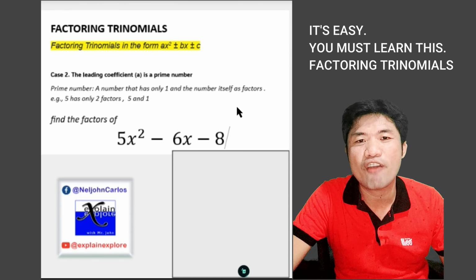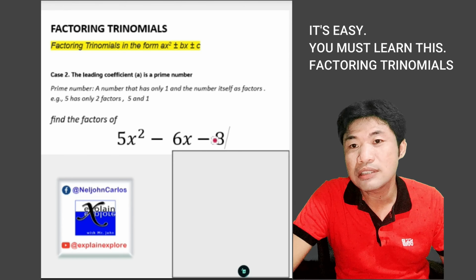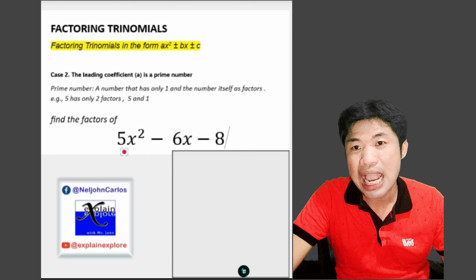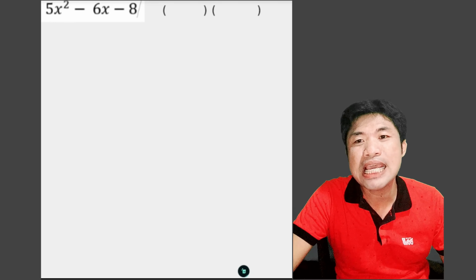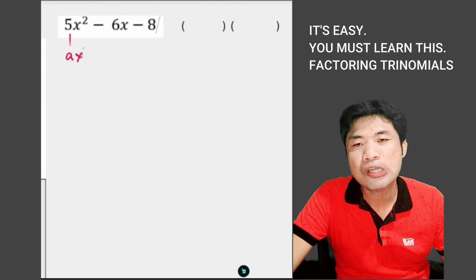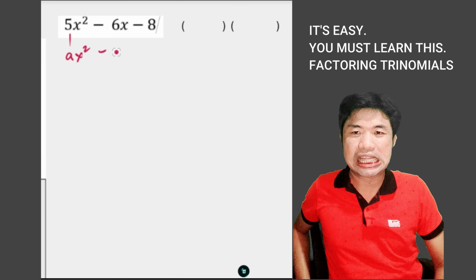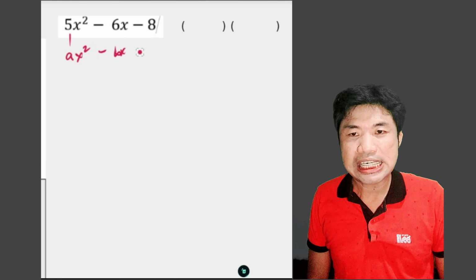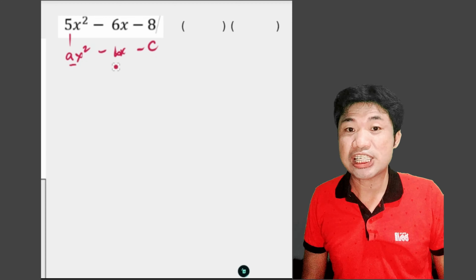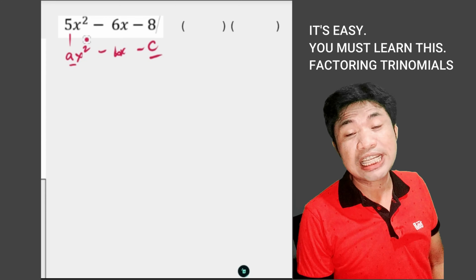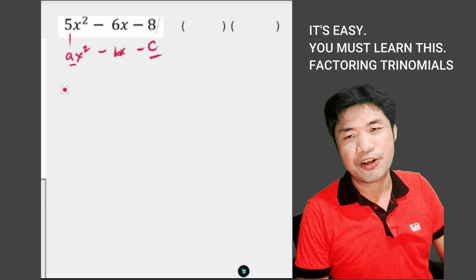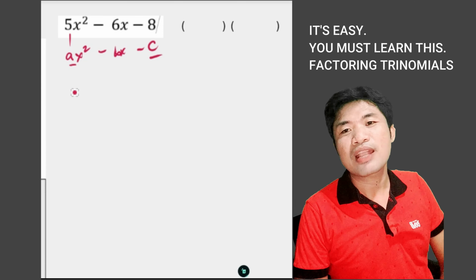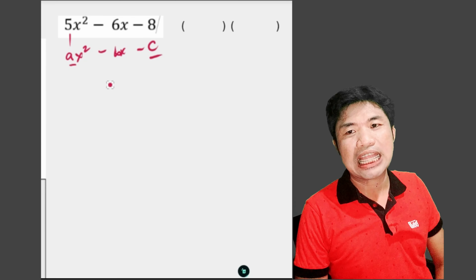We have the leading coefficient. So, A, that's 5. We write that one, then bx, and then c. So, we will now determine the coefficient of the middle term at saka yung sa first term. Leading coefficient natin yung sa first term po natin, highest degree of 2. So, our A now is 5 and then our C is 8.